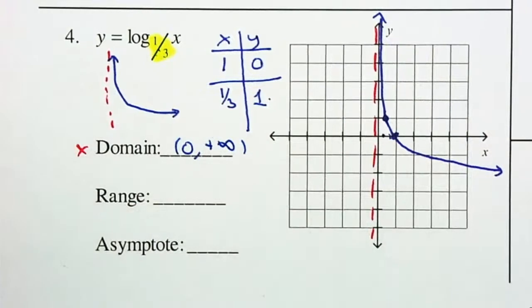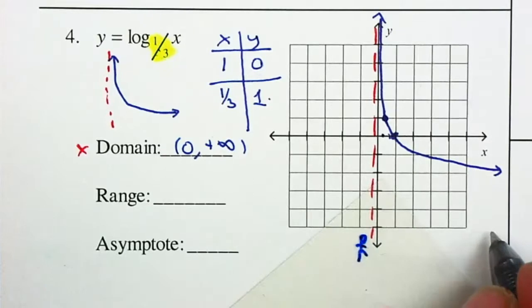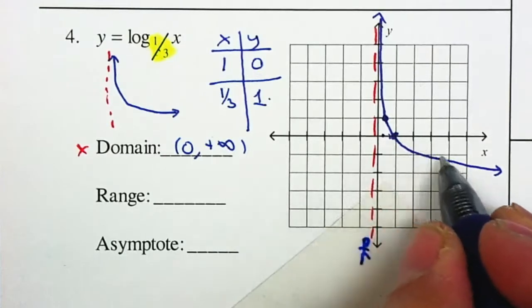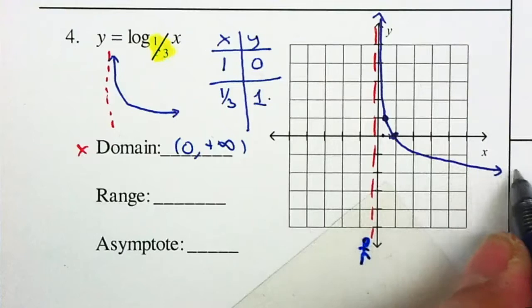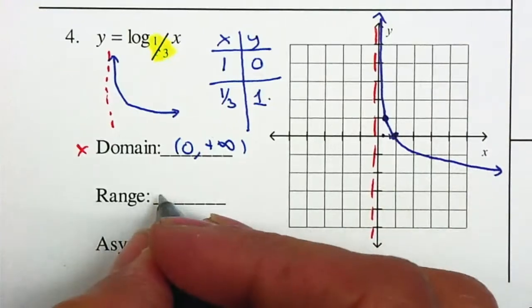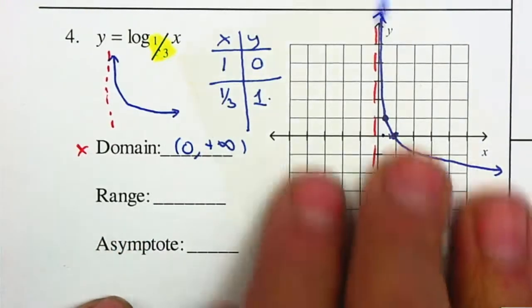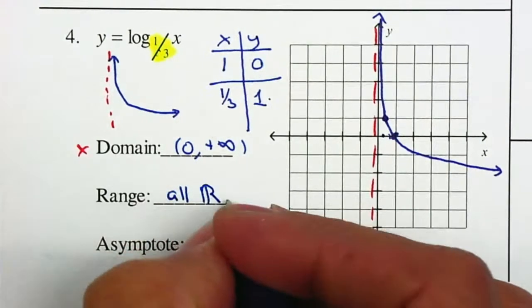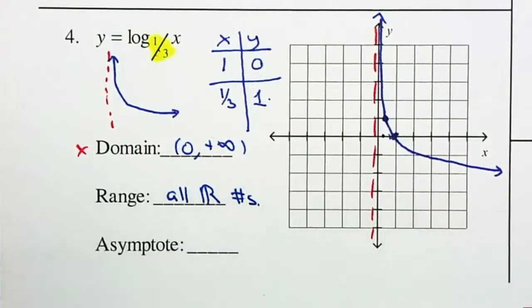Your range are your y values. At what point do I start seeing a graph? If I walk over here, do I see a graph? Yes, your graph will be way over there, but there's still the graph. The graph continues going down slowly, but continues going down. So therefore, it will be from negative infinity to positive infinity, or all real numbers.